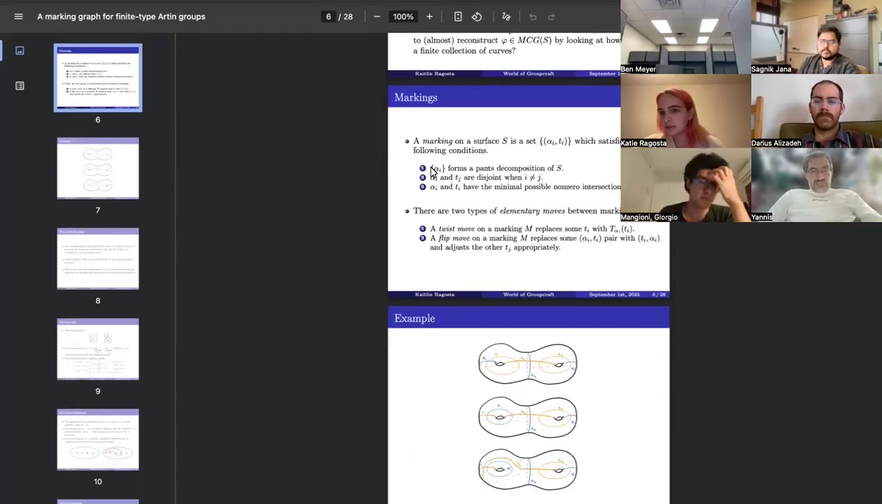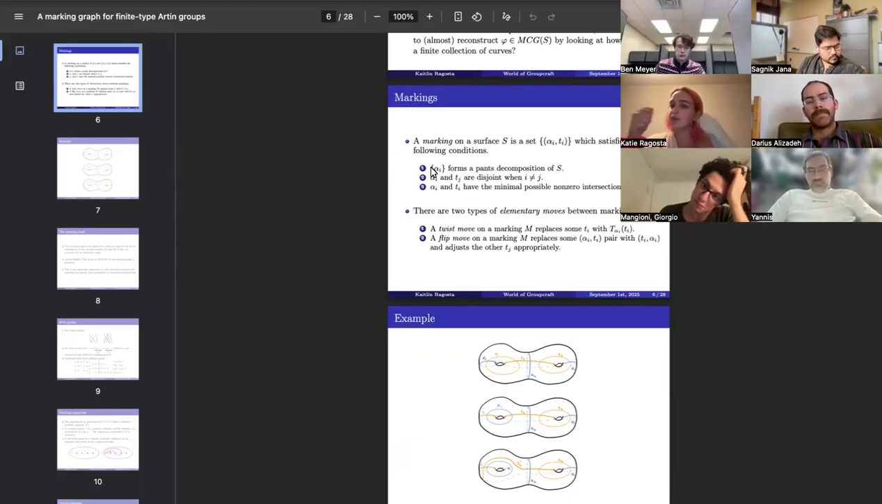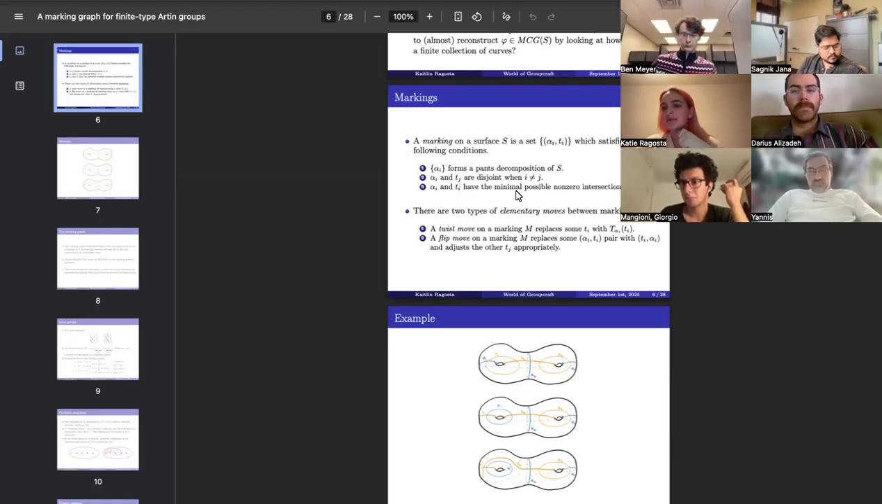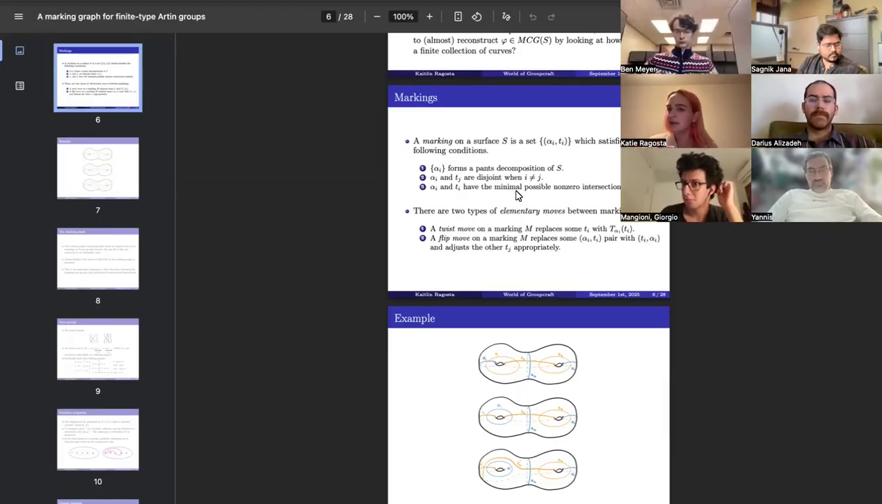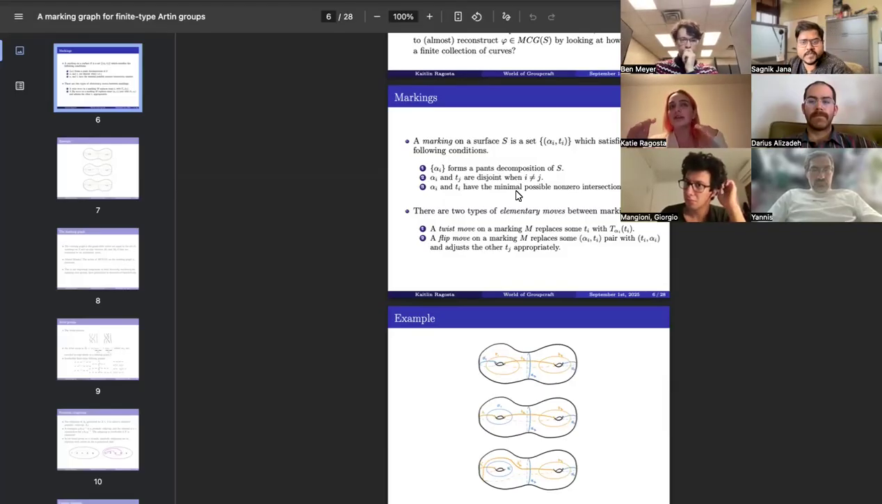Okay, so the first two were saying I had a pants decomposition. I had some curves that had nice disjointness conditions. This third condition, I needed to have minimal non-zero intersection number. So I needed some notion of small intersection that was not disjointness. The reason I needed that was to control the number of markings that have the same pants decomposition as their base. So that was the reasoning there.